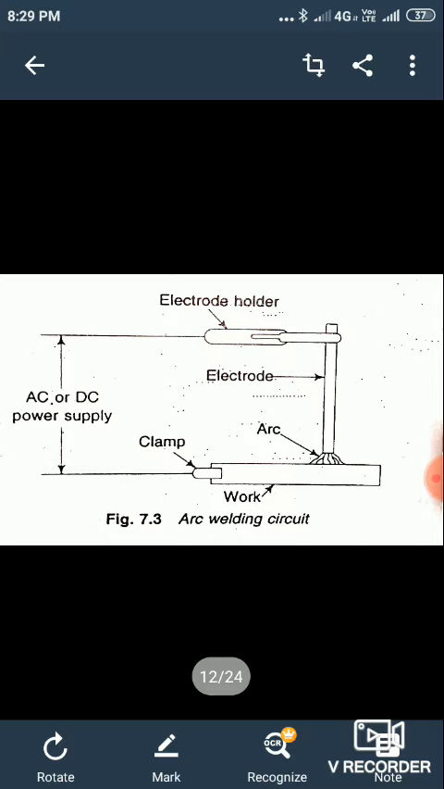DCRP is useful for overhead welding, vertical welding, cast iron welding, heavy aluminium welding, rivet welding, sheet metal welding, and low hydrogen welding.